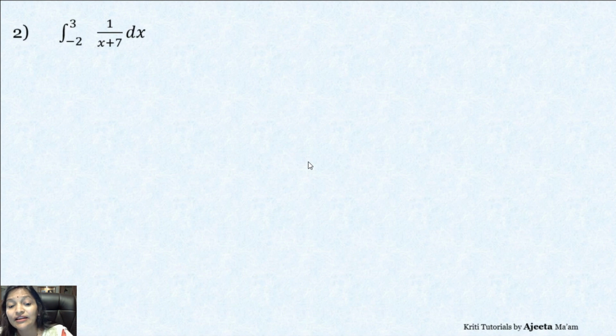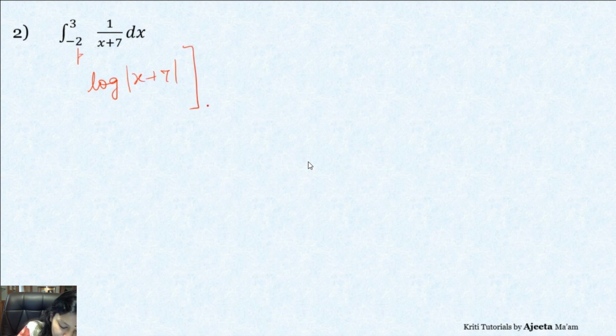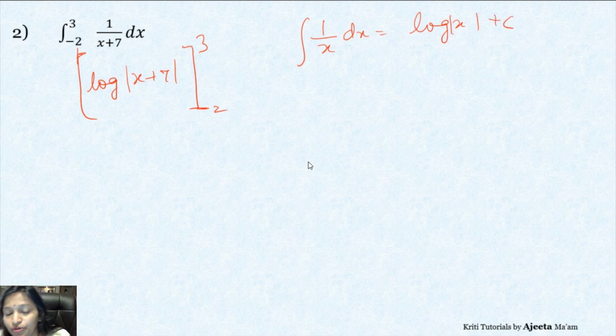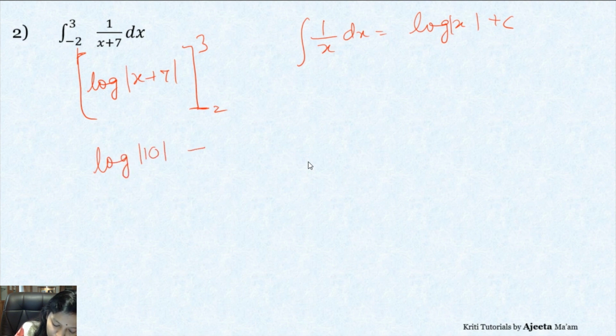So the integral of 1 upon x is log x. Very good. So now you have to integrate 1 upon x plus 7. So how will you integrate 1 upon x plus 7? Log of x plus 7 simply, and now you put up the limits, minus 2 to 3, correct? Now I simply write how we have done it. The integral of 1 upon x is log x, but here no c will come. Now first I will put the value 3 here, so what will you get? Log of 10, minus, if I put minus 2 here, what will you get? Log of 5.